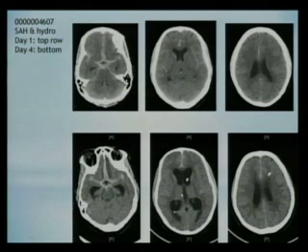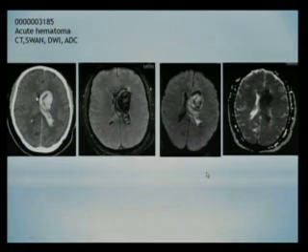But in most cases, there is some decreased function of the arachnoid granulations exerted by this free blood in the subarachnoid space. Now on diffusion and ADC, again, if it's large enough, you can see a small area centrally that has restricted diffusion.